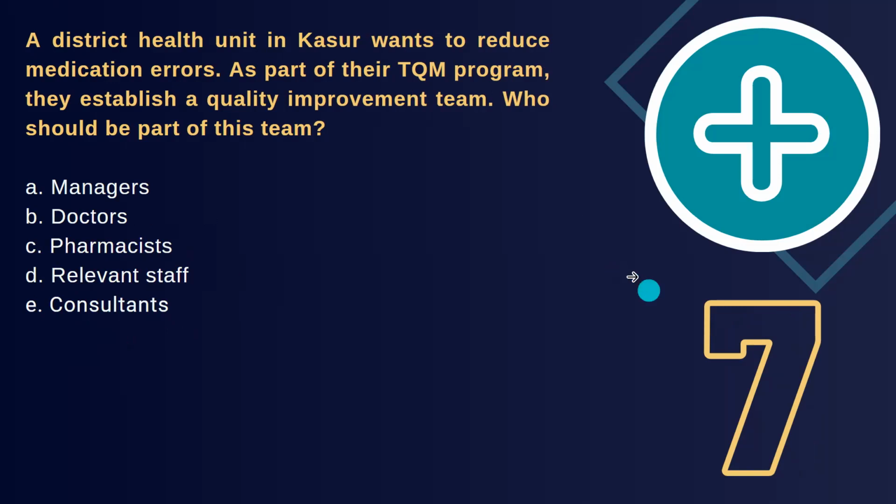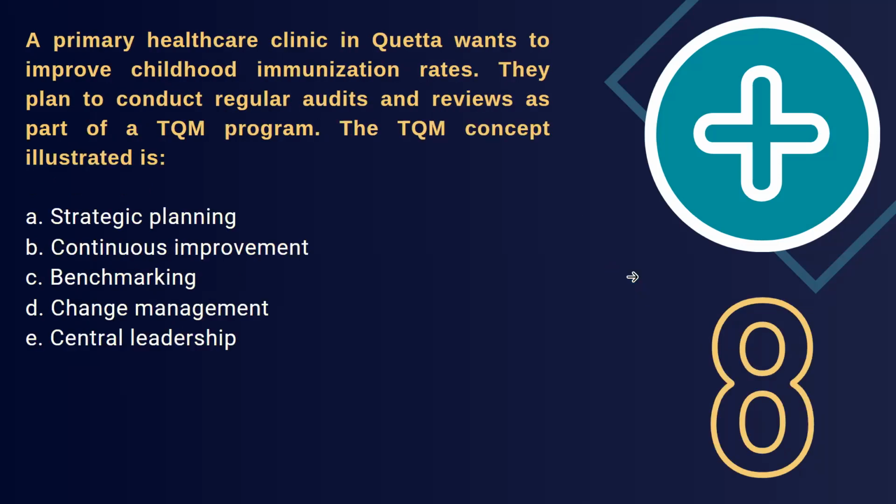Relevant staff. A primary healthcare clinic in Quetta wants to improve childhood immunization rates. They plan to conduct regular audits and reviews as part of a TQM program. The TQM concept illustrated is A. Strategic planning, B. Continuous improvement, C. Benchmarking, D. Change management, and E. Central leadership. The answer is B. Continuous improvement. The regular audits and reviews are part of continuous improvement.